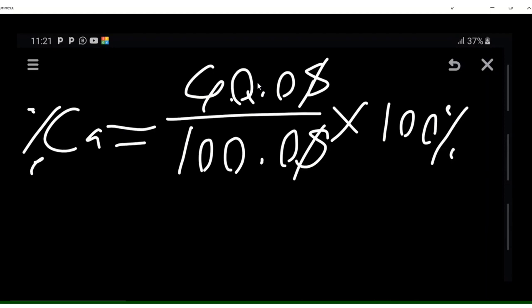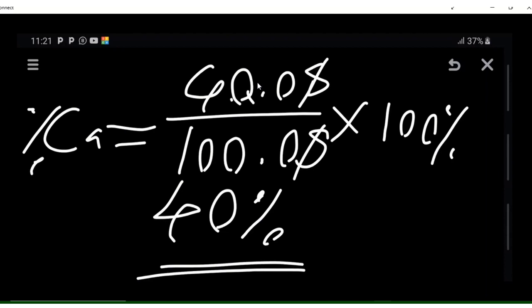So what you get here is 40.08 divided by 100.08. You get, multiplied by 100, a 40%. So you just get a 40%. So calcium, in the calcium carbonate, you have 40% of calcium. This is the percent composition.